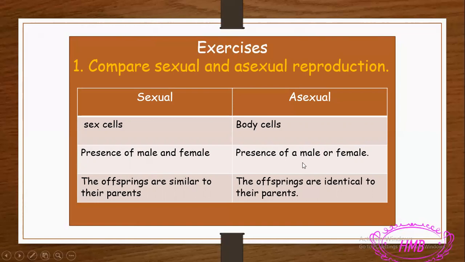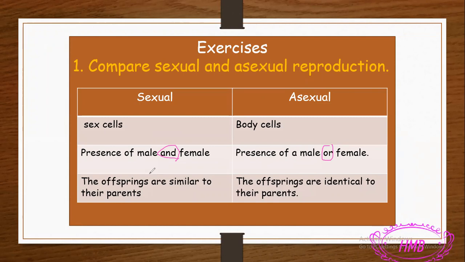In asexual, presence of a male or female. Okay, you see here the difference, they are not the same. Here I have and, that means I must have both of them. While here I have or, meaning one of them. I can have only the mom or only the dad. Okay, one parent is enough.